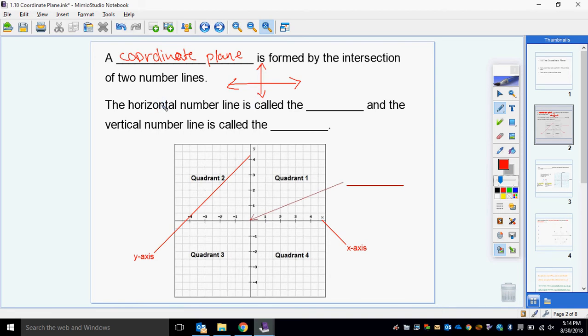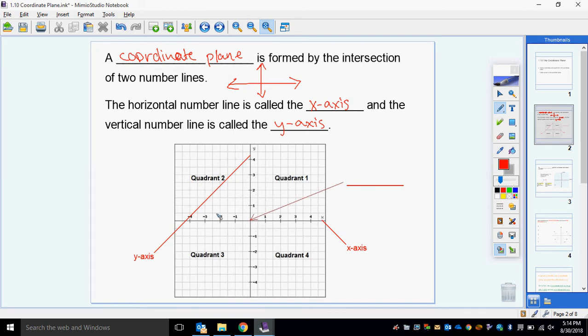These number lines are splitting our graph into four quadrants. We have quadrant 1, 2, 3, and 4. The horizontal number line is what we call the x-axis in our coordinate plane, and the vertical number line is what we call the y-axis. Okay, so we have a horizontal number line here, 1, 2, 3, 4, and then negative 1, 2, 3, 4. We have a vertical number line, 1, 2, 3, 4, positive and up, and then negative 1, 2, 3, 4 is down. So this is our coordinate grid.